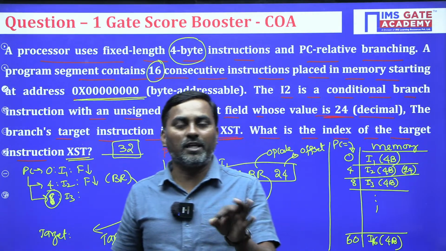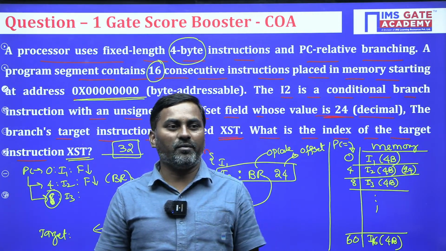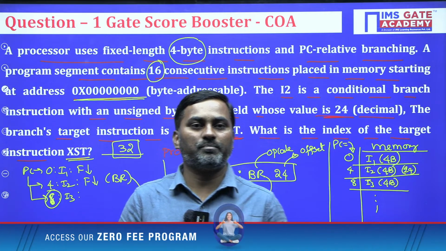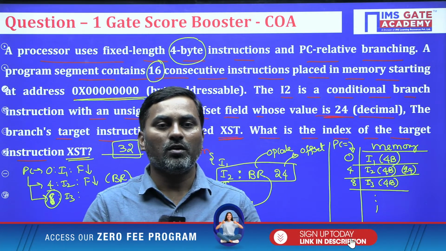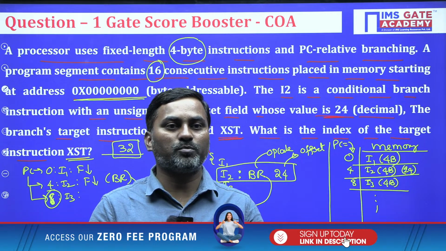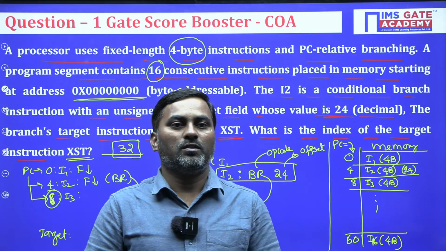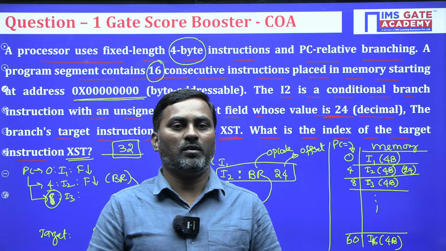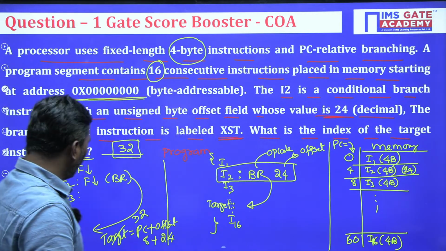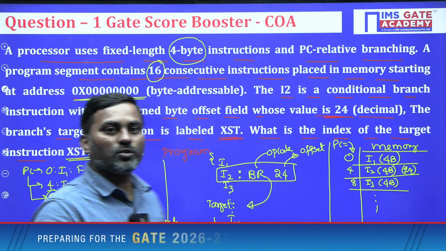If anybody has a doubt related to this, just comment it. Yes, target equals current PC plus offset. Exactly true. So the answer is right. The answer for this question, 32, is right.